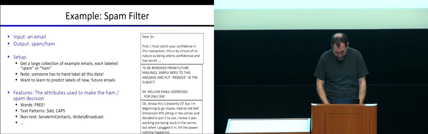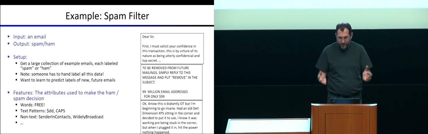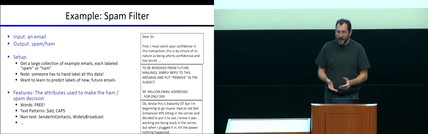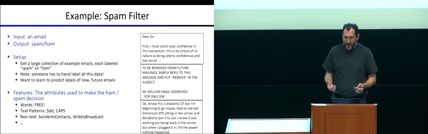So here's an example of a spam filter. This is an example of a classification system. Classification is not the only kind of machine learning, but it's probably the biggest. So classification has an input and an output. And the whole point is to automate the prediction of the output on the basis of the input. So the input might be an email, and the output is the decision. Is this spam or is this a good email, which people working on spam call ham?